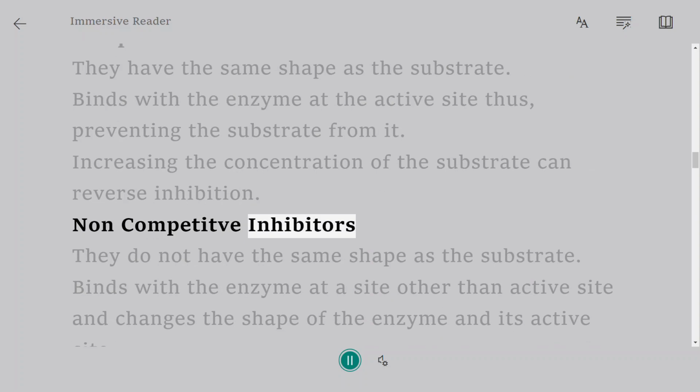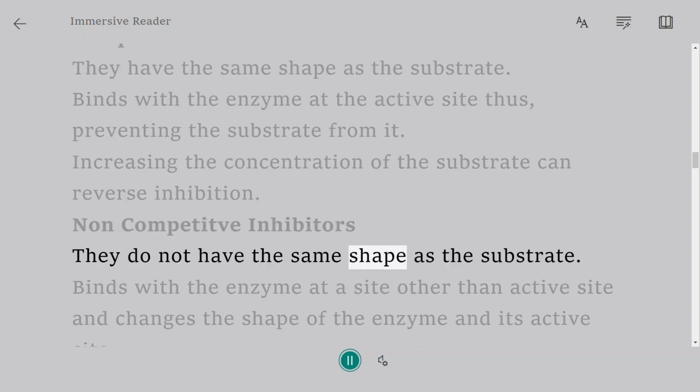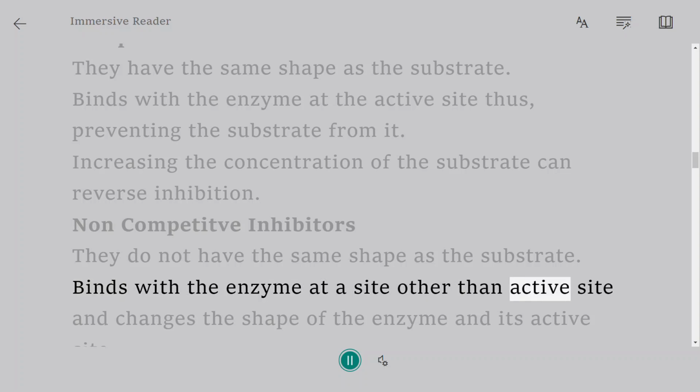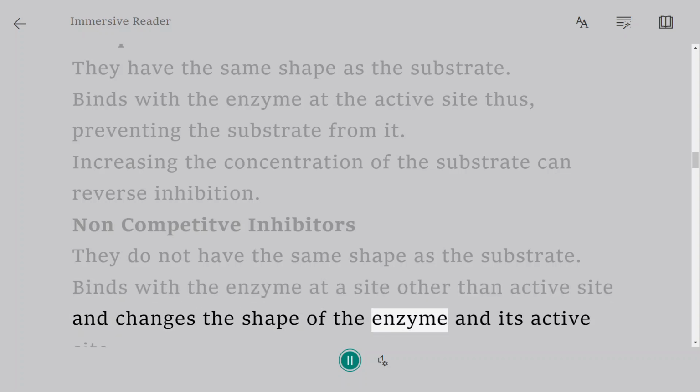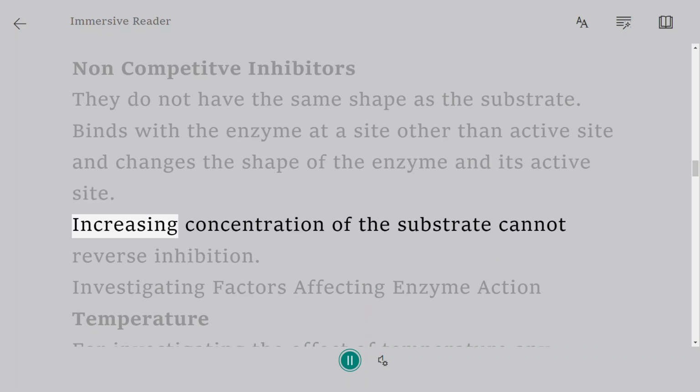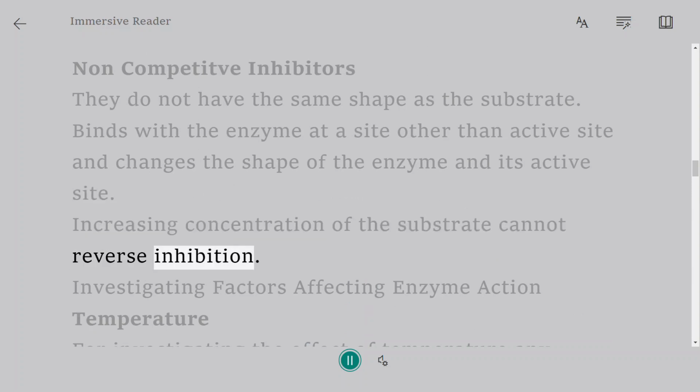Non-competitive inhibitors do not have the same shape as the substrate. They bind with the enzyme at a site other than the active site and change the shape of the enzyme and its active site. Increasing the concentration of the substrate cannot reverse inhibition.